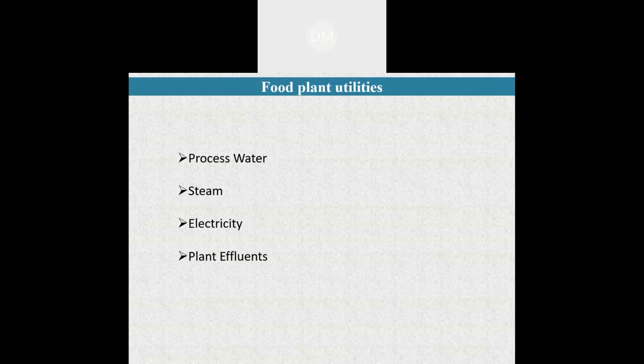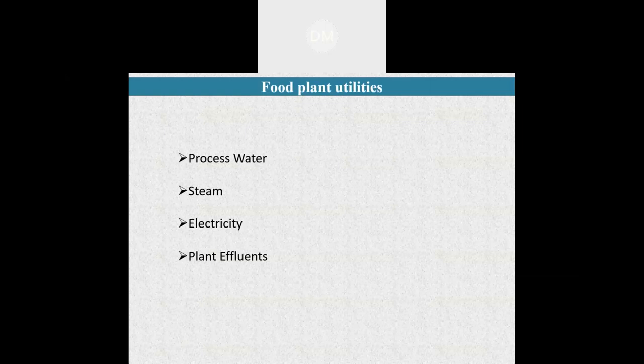Then second is the required steam. On the basis of our technology, our process, for which purpose is steam required? To heat the product. Okay, in our process, pasteurization, sterilization, or any other heating process, steam is required. For steam generation, water is required, and steam is required for processing of the product. Two principal types of steam boilers are used in the food processing industry: fire tube boiler and water tube boiler. Okay, as per our requirement, we can select any one type.